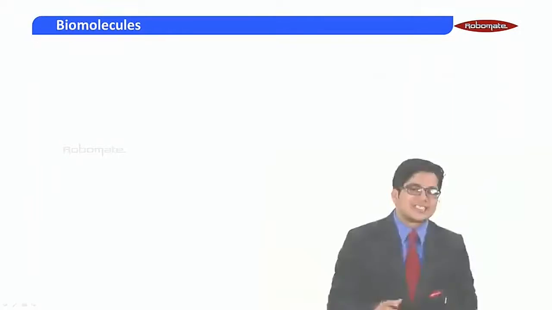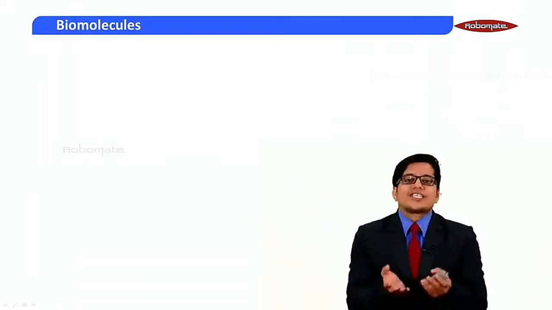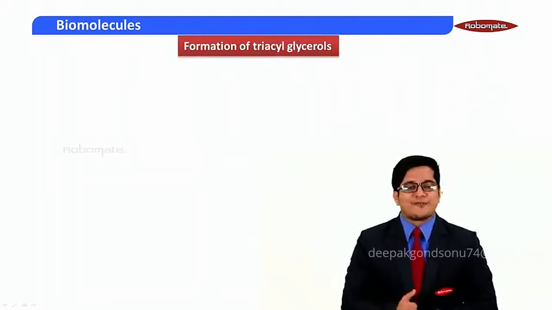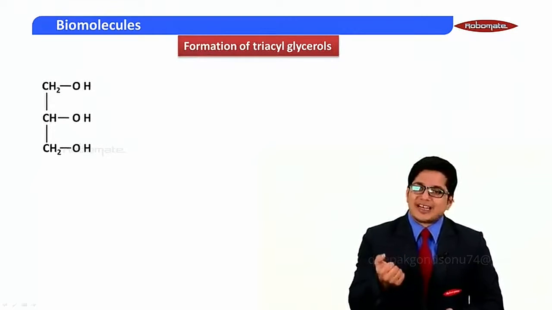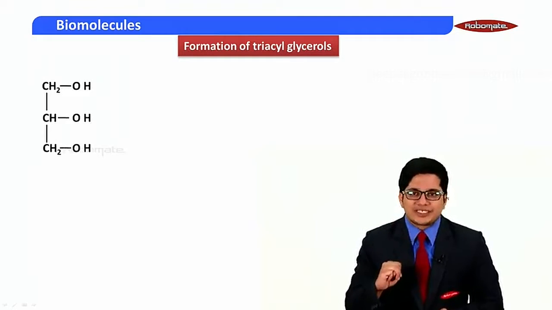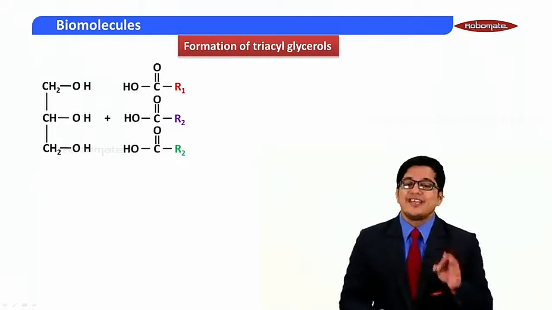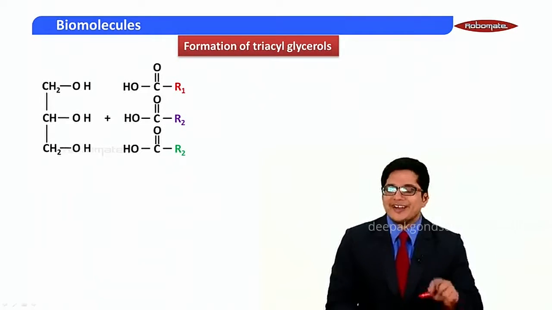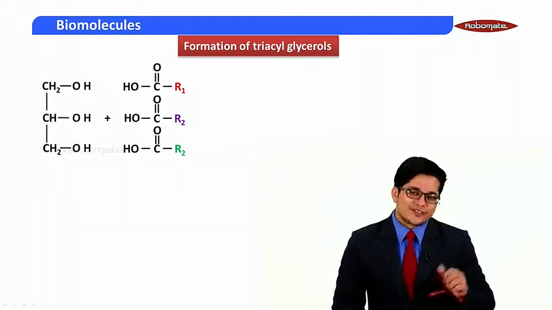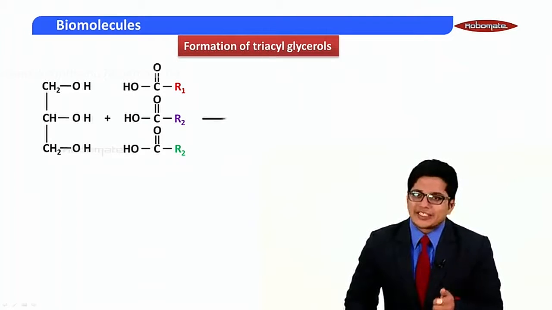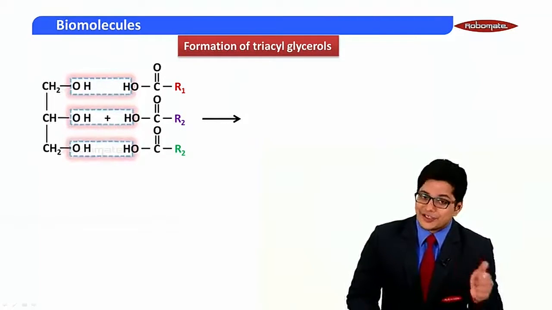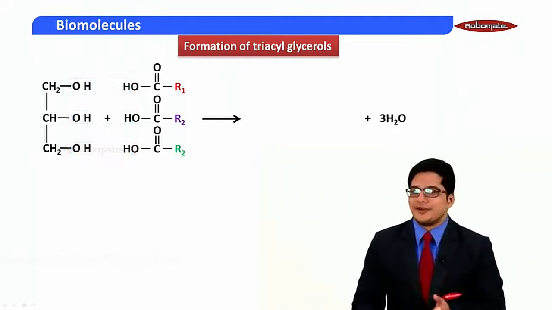Let's now discuss first how a triacylglycerol is formed. For this, we take a glycerol molecule, in which there are 3 OH groups. To this, we are adding 3 carboxylic acids, but mind that here we have R1 group, R2 group and R3 group. Now what would happen? OH and H from both these compounds combine to give a water molecule.